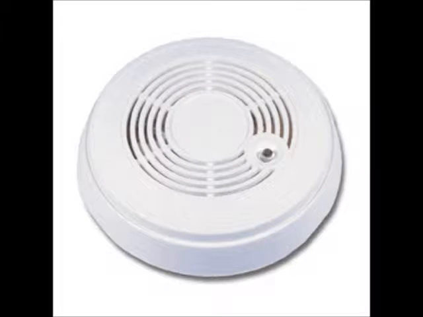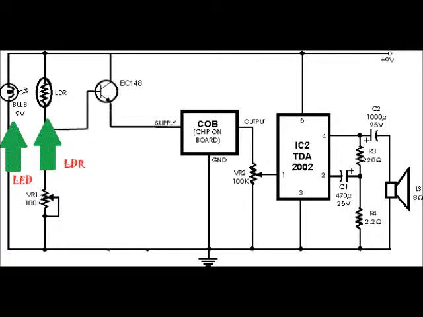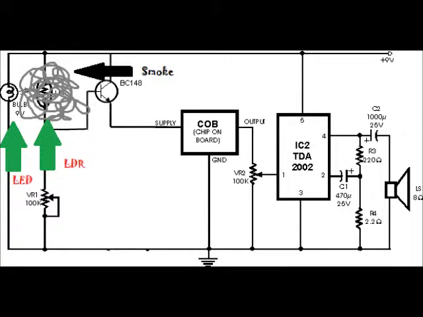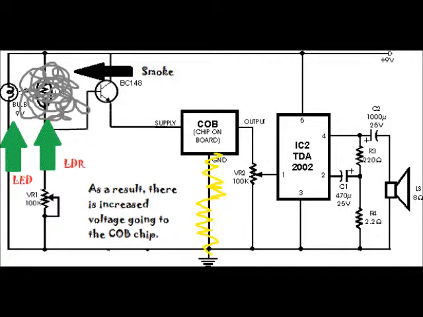LDRs are also used in fire alarms. The fire alarm is very important in crowded residential complexes. Let's look at a crude fire alarm circuit. This alarm works if there is smoke generated by the fire, which crosses the LED and covers the LDR sensor so that the incoming light in the LDR is reduced. Lack of light causes the resistance in the LDR to increase, thus generating voltage in the COB chip to create sounds.